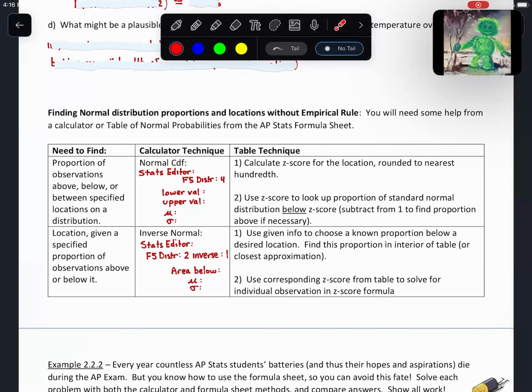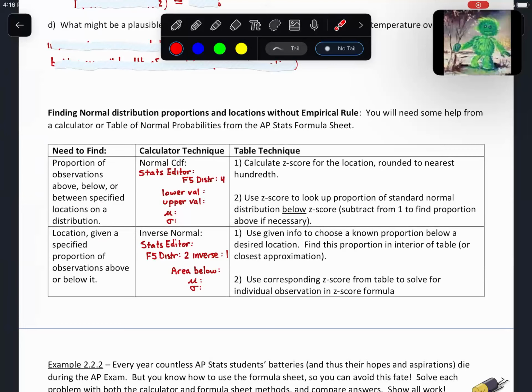Now, there is an entirely opposite sort of problem we might have to calculate as well. Everything we've seen so far involved finding a proportion above or below or between locations that we already know. What if we want to go backwards? What if I want to find a location when I'm given a specified proportion above or below? For example, what if I wanted to figure out percentiles? What is the 90th percentile of temperature? What's the 40th percentile?